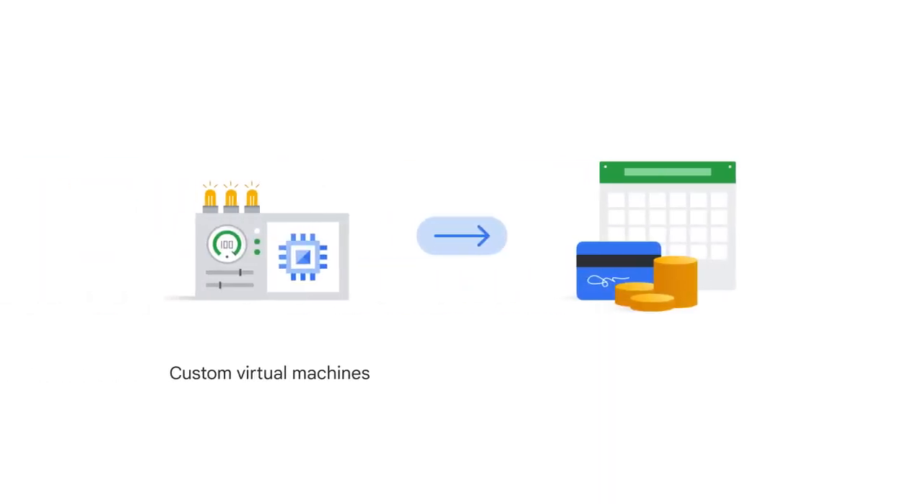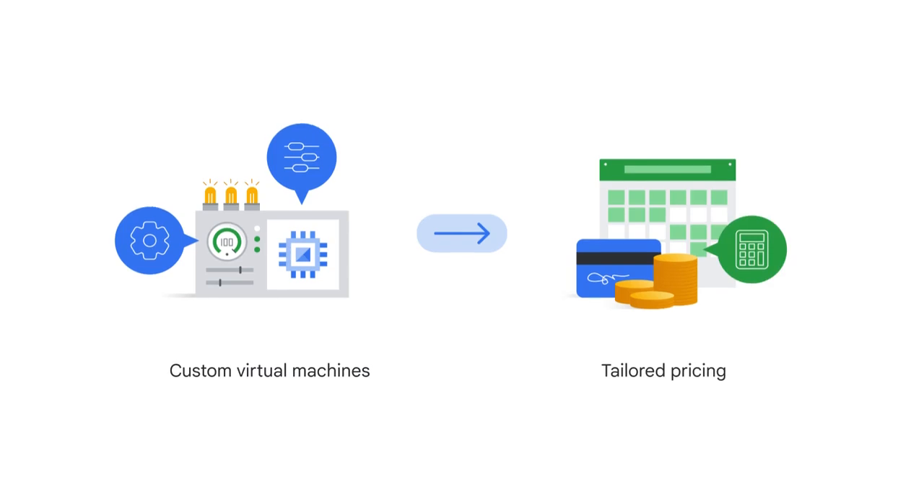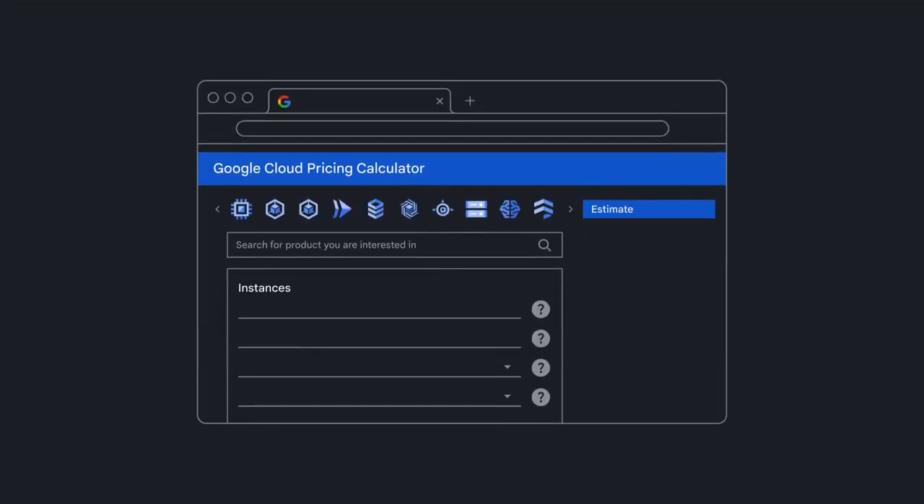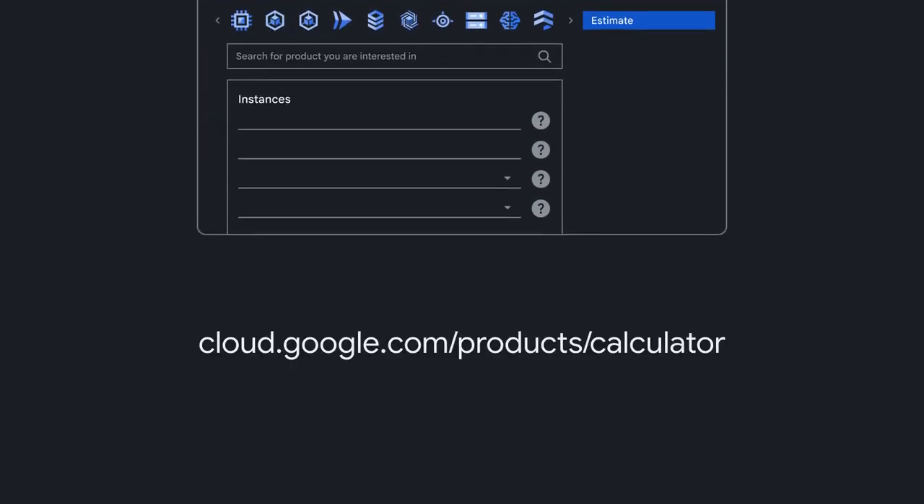Custom virtual machine types allow Compute Engine virtual machines to be fine-tuned with optimal amounts of vCPU and memory for their applications so that you can tailor your pricing for your workloads. Our online pricing calculator can help estimate your costs. Visit cloud.google.com/products/calculator to try it out.